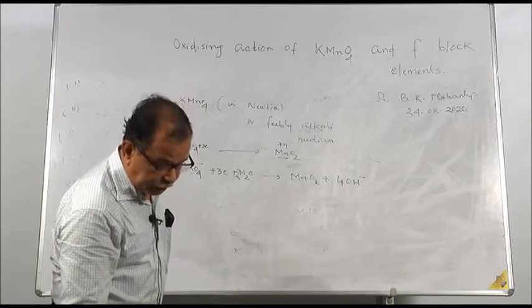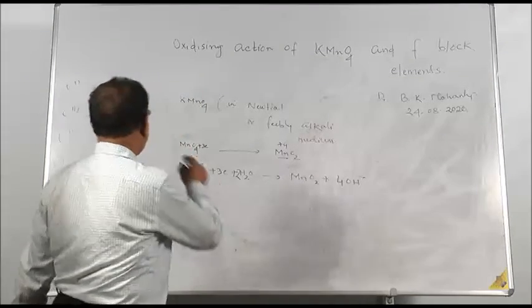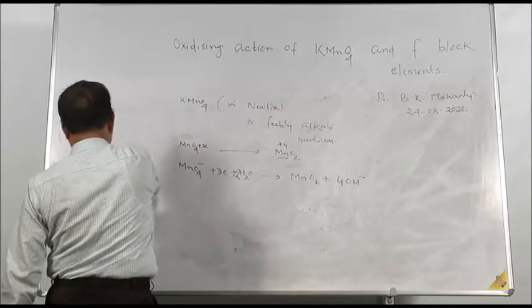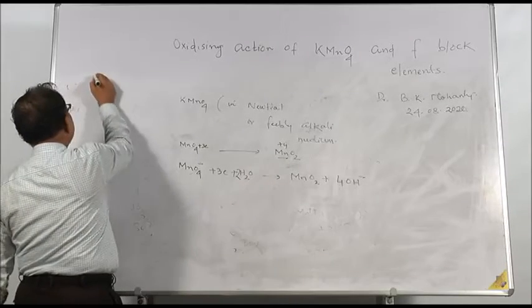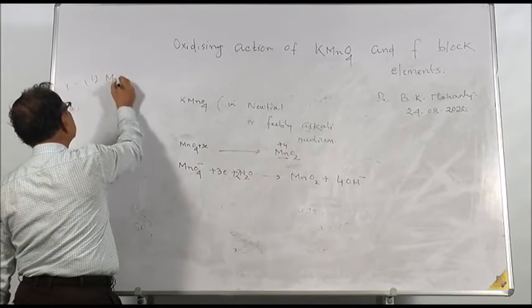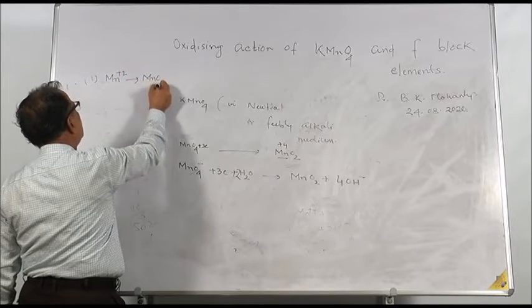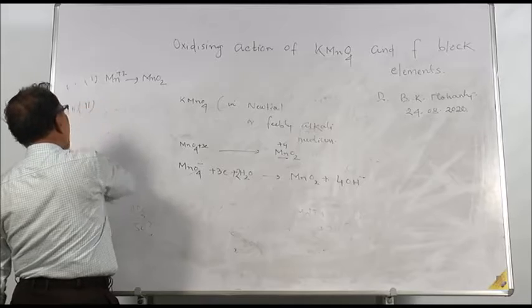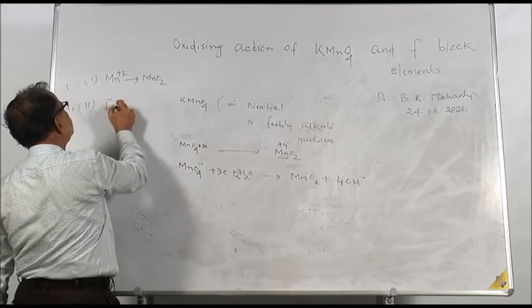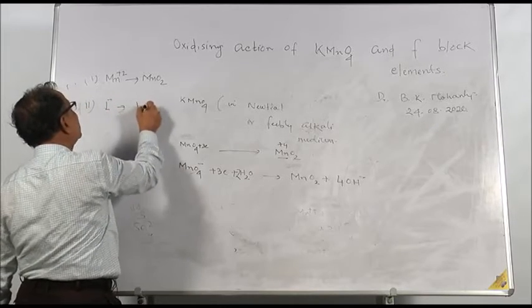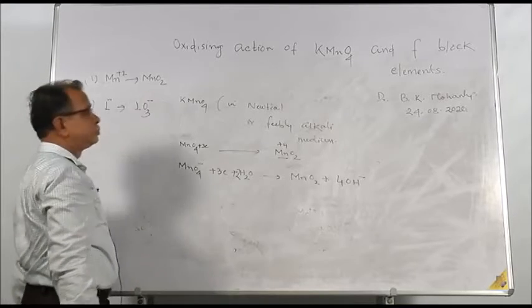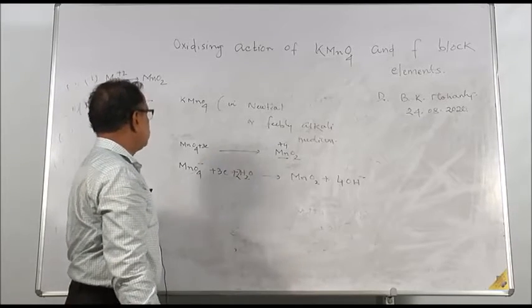In this case, it oxidizes manganese plus 2 state to MnO2. Number 2, it oxidizes iodide, I minus, to iodate. Iodine is formed in neutral medium, but iodate forms here. So Mn plus 2 goes to MnO2.